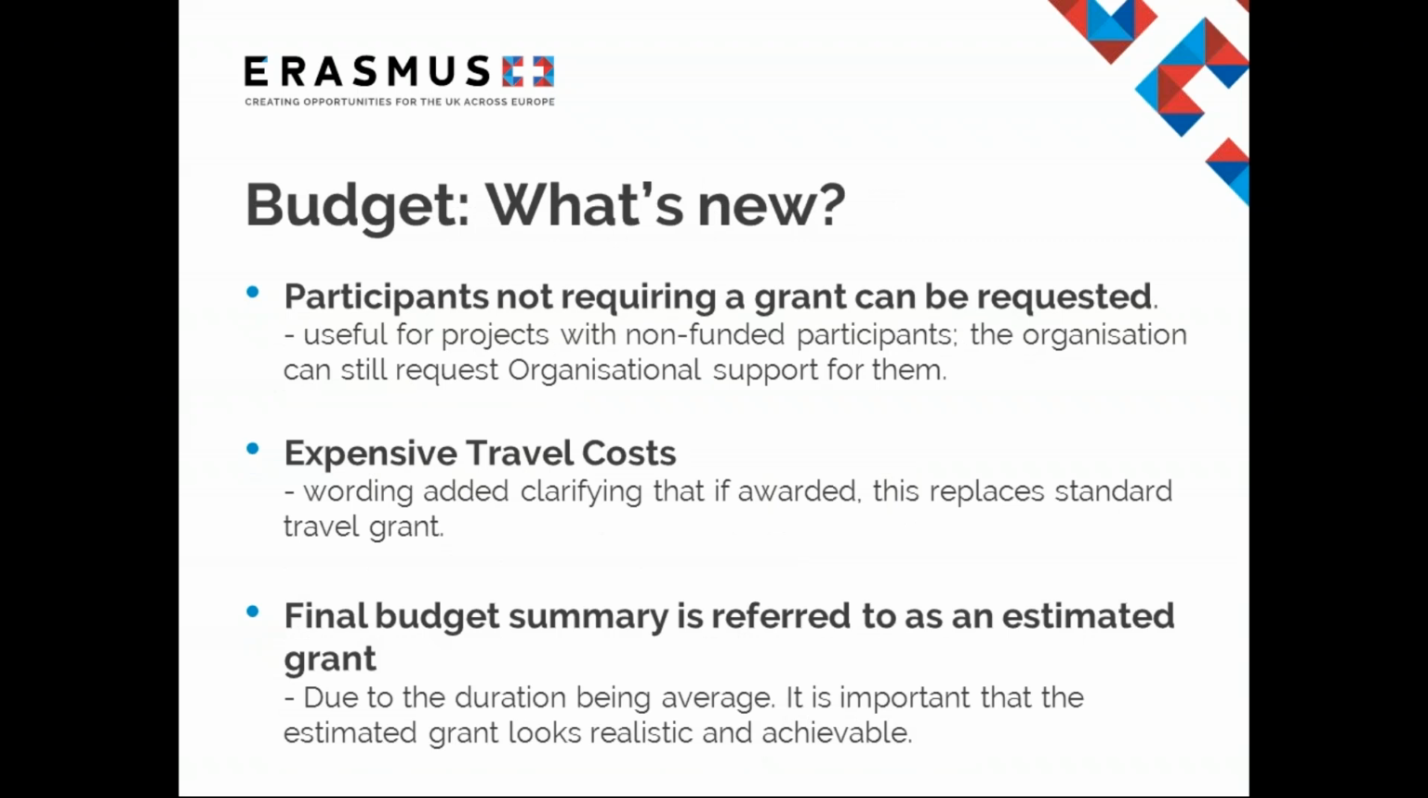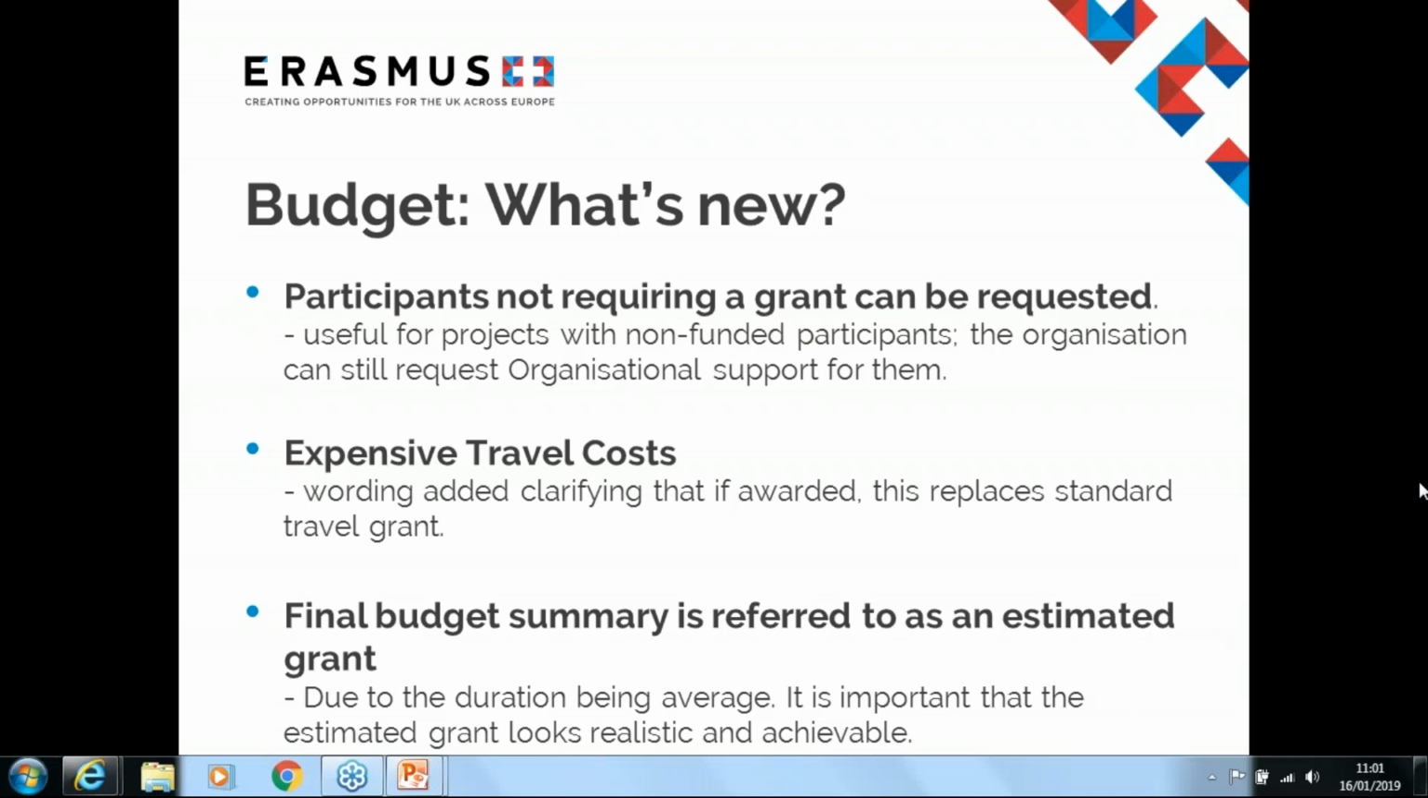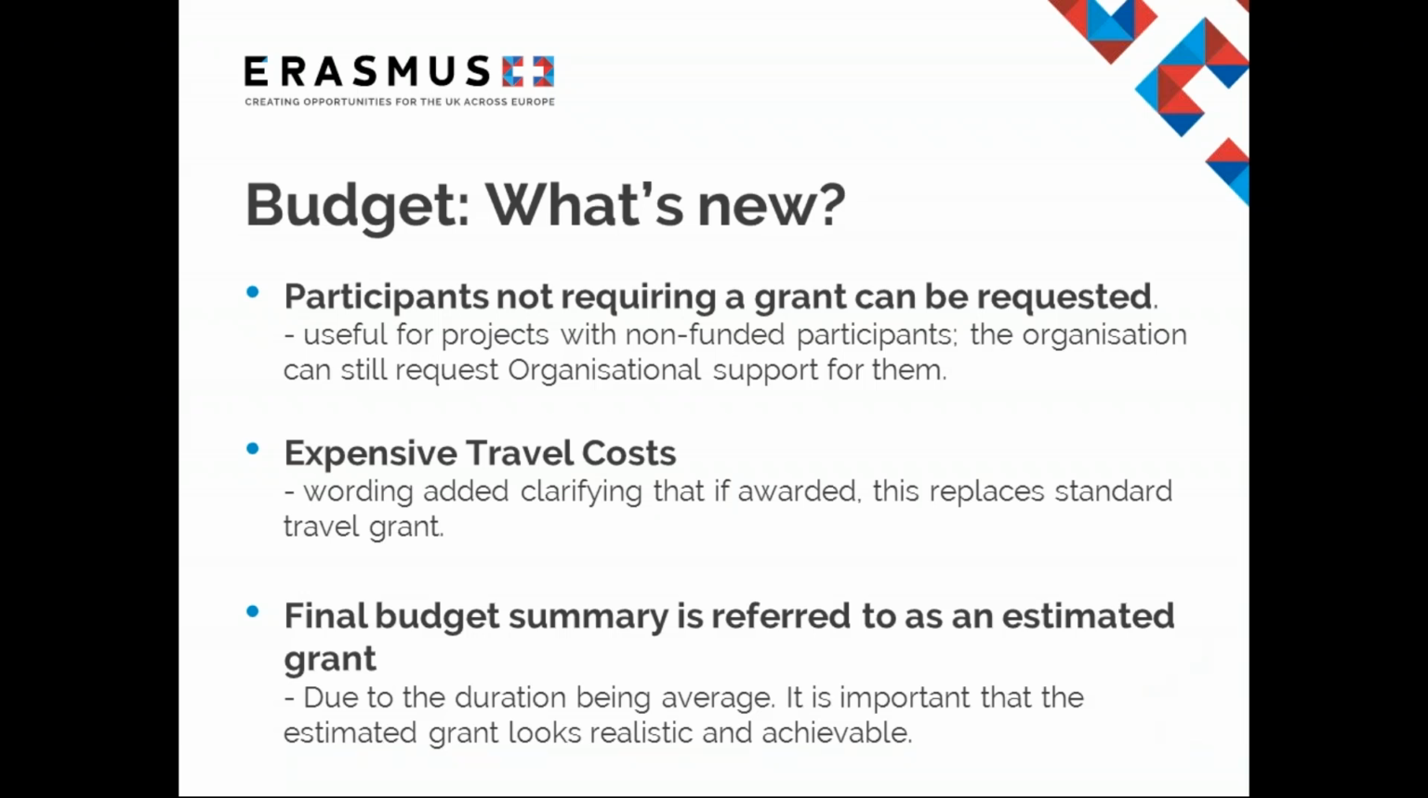Moving on to the changes affecting the budget section of the application form, it is now possible to record the number of participants that don't require a grant, meaning no travel or individual support will be requested for them, but with organizational support requested. This may be useful for some projects who have participants who don't need funding and haven't been able to stipulate this in the past.